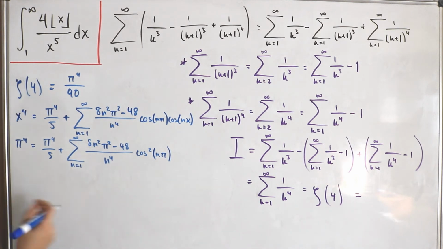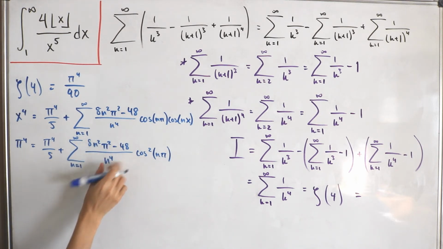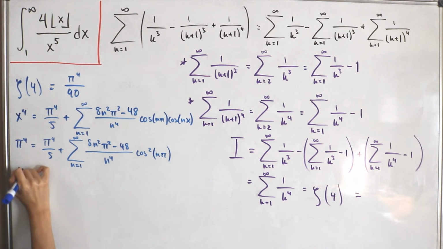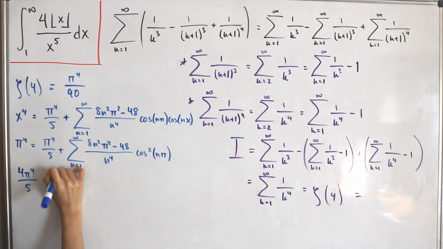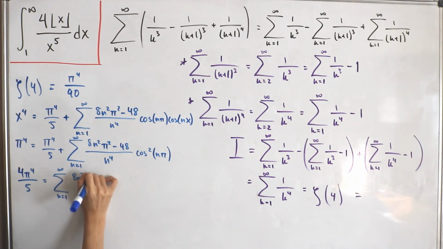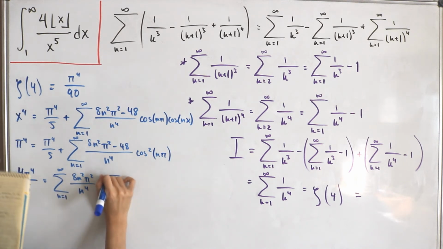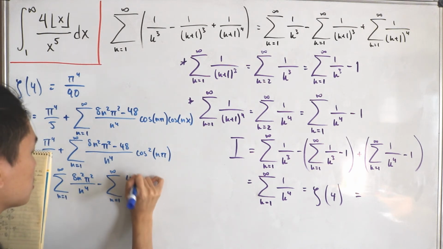So continuing forward, I'll subtract pi to the 4 divided by 5 from both sides and split this with linearity. That'll give us 4 times pi to the 4 divided by 5 equal to the infinite sum at n equals 1 of 8 times n squared pi squared divided by n to the power 4. Then subtract the infinite sum, starting with n equals 1, of 48 divided by n to the power 4.